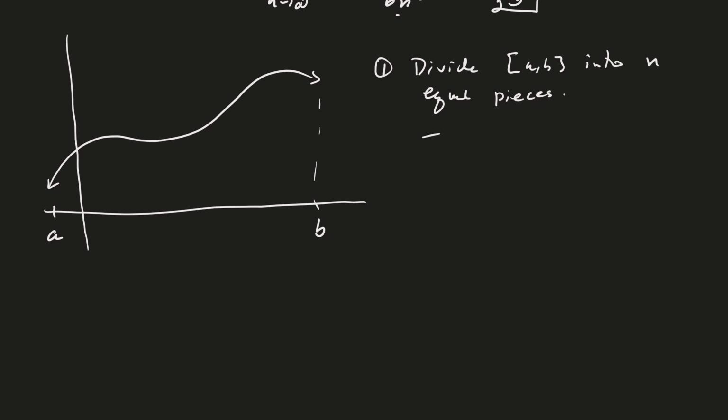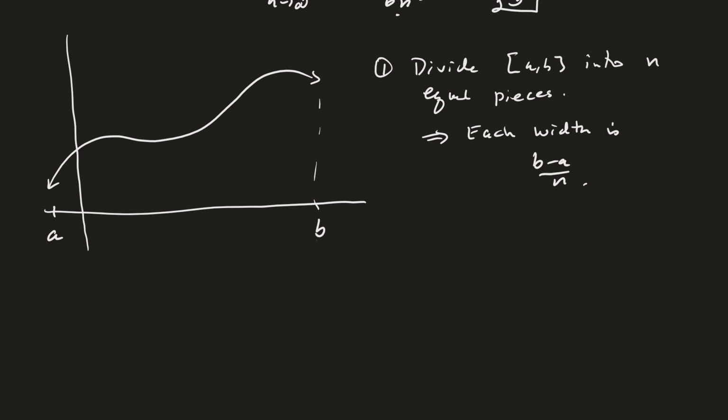So each width is how long? Well, the full width is b minus a, and then if we divide it into n pieces, each width is b minus a over n. Right, so in the last example, we had the interval from 0 to 1, and the width was 1 over n, right? Good.